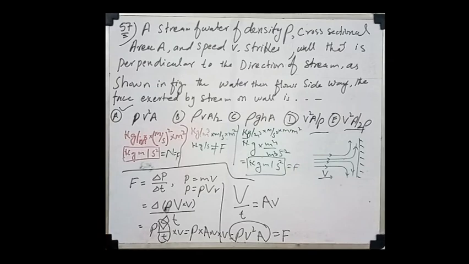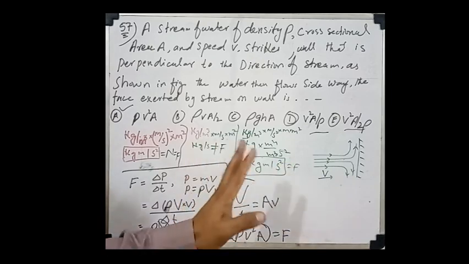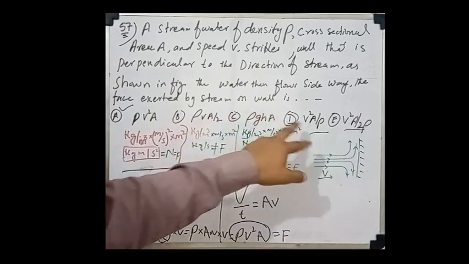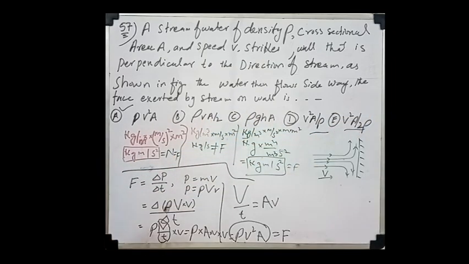In this problem we have used two methods. One is the definition, Newton's second law, the standard definition of force, which is rate of change of momentum. So we find the force exerted by the water on the wall. And the second is dimension analysis. In dimension analysis we get two options which are correct. This is a force, and this is also a force. These three terms are not equal to force.